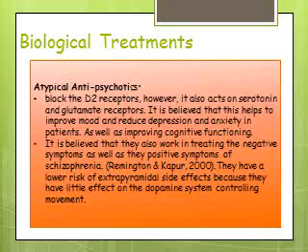Atypical antipsychotics block the D2 receptors, but they also act on serotonin and glutamate receptors. They believe that these help to improve mood and reduce depression and anxiety in patients, as well as improving their cognitive functioning. It's also believed they work by treating the negative symptoms as well as the positive symptoms. They have a lower risk of extrapyramidal side effects because they have little effect on the dopamine systems controlling the movement.